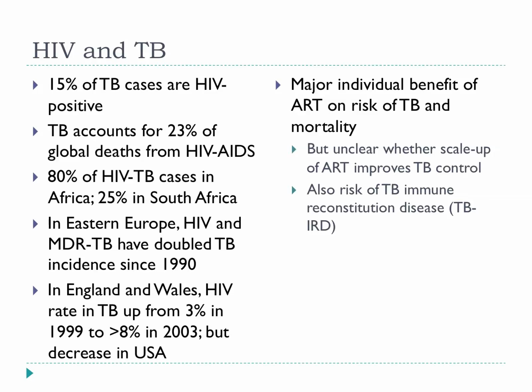So about 15% of the cases of TB around the world are in HIV-positive individuals. TB accounts for about a quarter of deaths from HIV/AIDS. 80% of those HIV-TB cases are in Africa, and 25%, and this is a horrible figure, 25% are in South Africa. So all that stuff I told you about Nelson Mandela and Long Walk to Freedom, and then the country is suddenly burdened with this horrible problem of TB and HIV together.